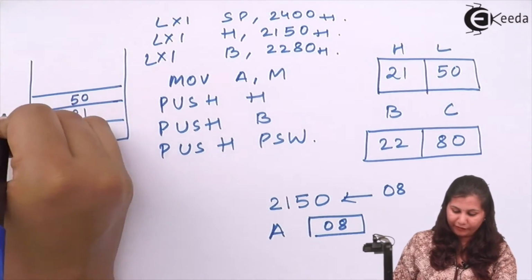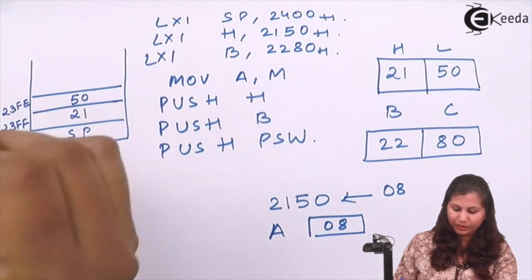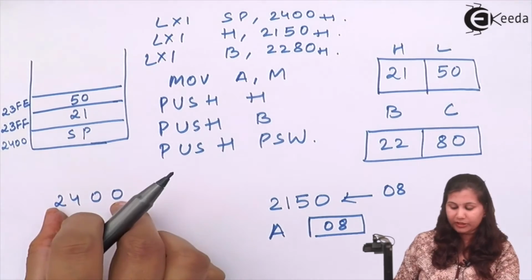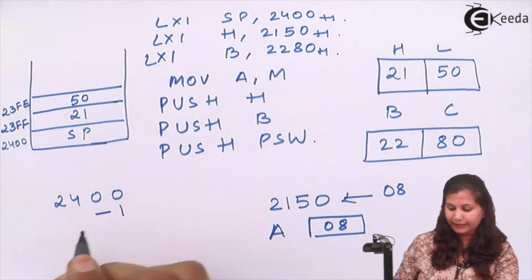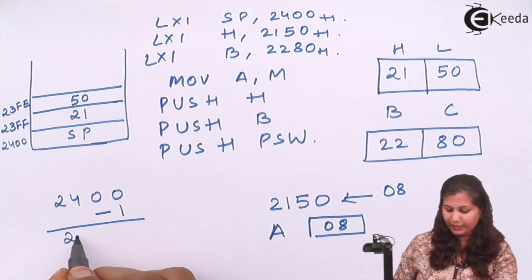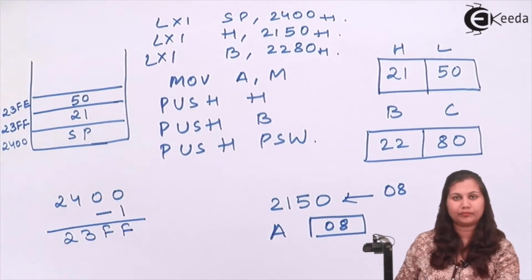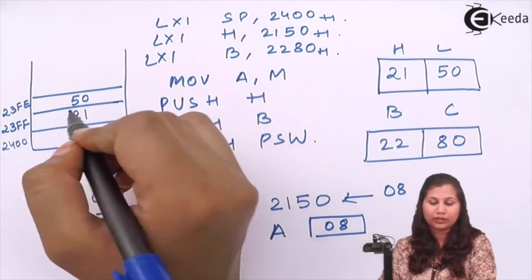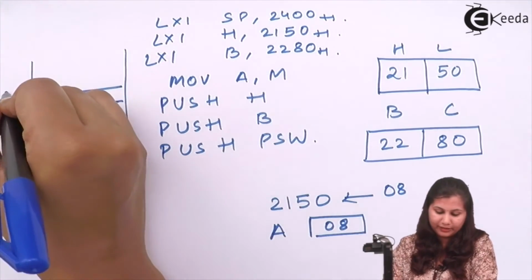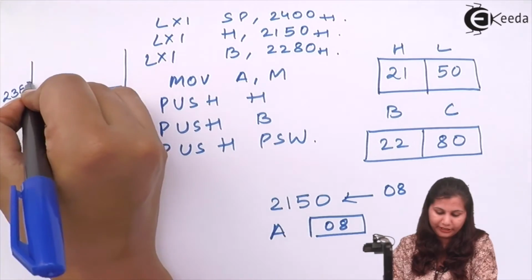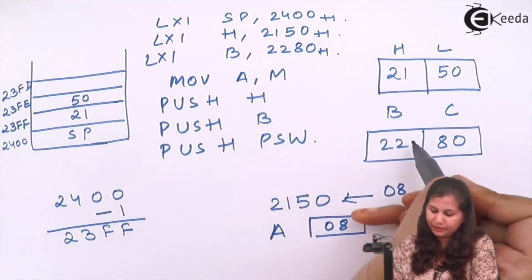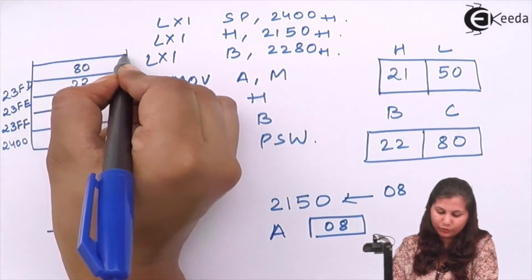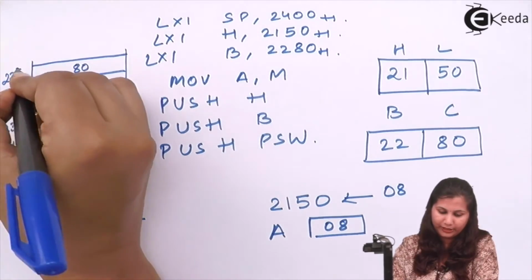So this is 23FF. Then we have 23FE. This decrement you can perform like you have 2400: first convert it into binary form and then subtract 1. So you will get 23FF. Okay. So we have stored the HL register pair into the stack. Then push B. So again this will be decremented. This will be 23FD. First the B register will be stored, that is 22. Then the C register, that is 80, will be stored here, and this address is 23FC.